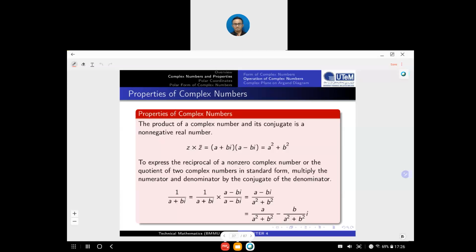Maybe we can look at an example. Simplify the following expression. Let's say you have i to the power of 20. So you need to simplify this first. You can get i to the power of 4 times 5, because 4 times 5 is 20.